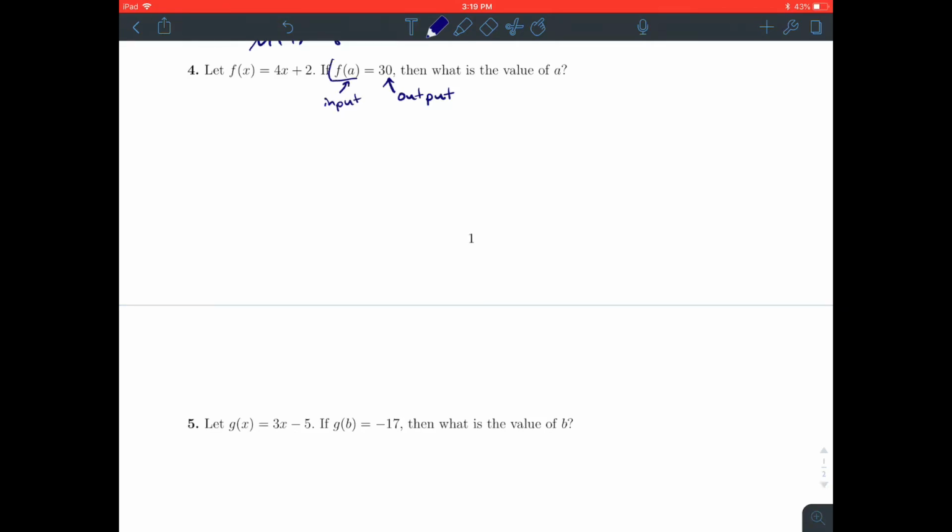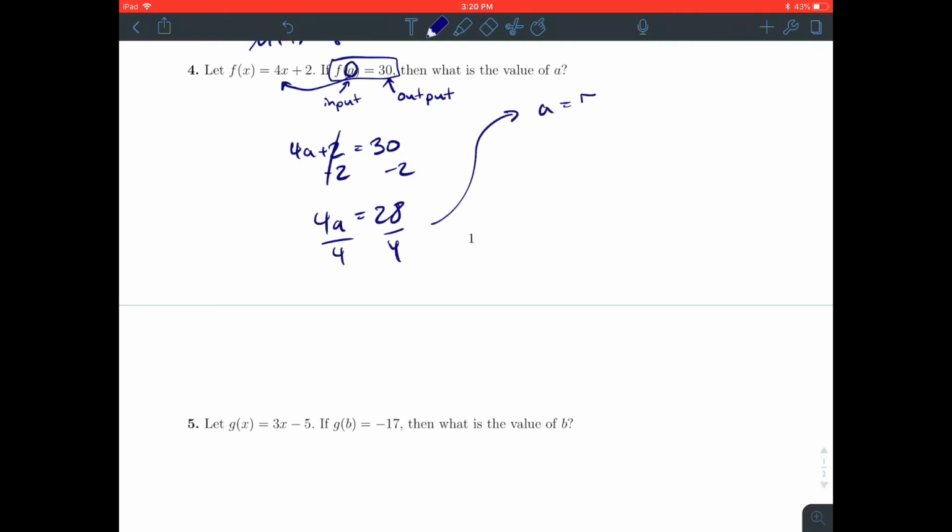The way that I like to read these problems when they give us the output and we're trying to find the input is: when we input a into the rule, the output is 30. And that creates an algebraic equation that we can solve using inverse operations. So we subtract 2 on both sides. We get 4a equals 28. Divide by 4 on both sides. a equals 7.